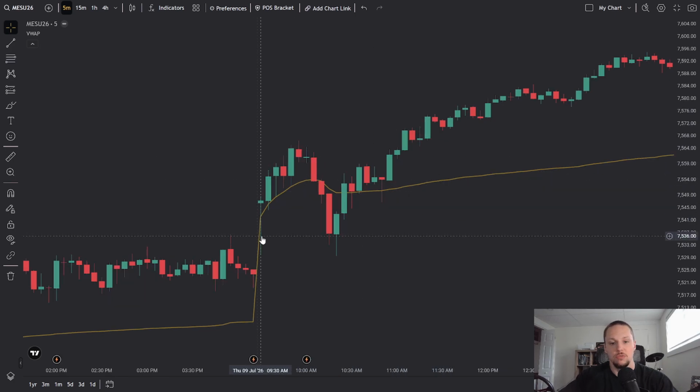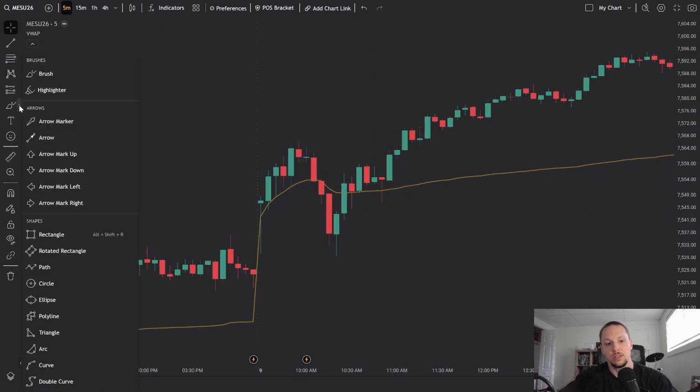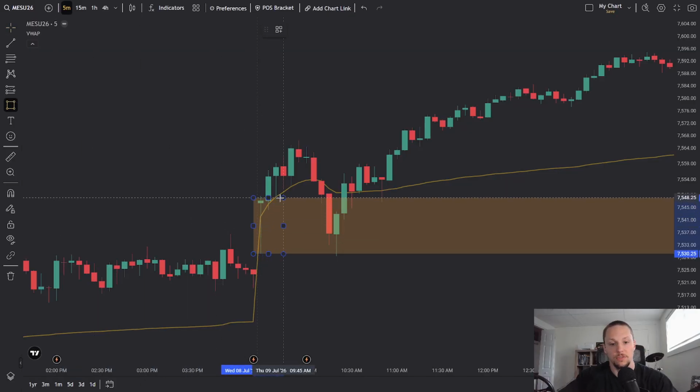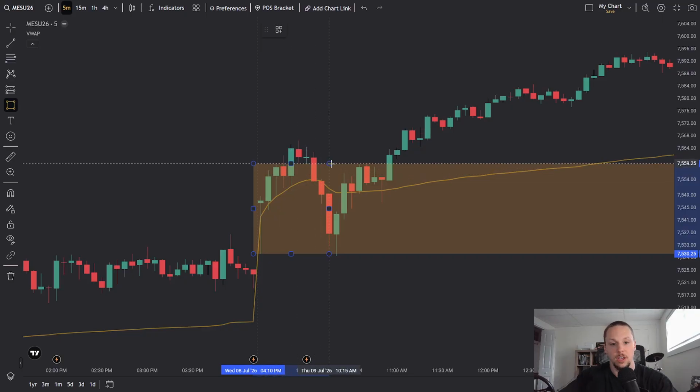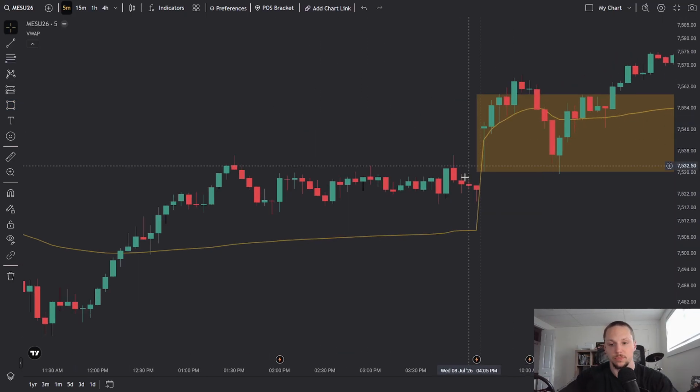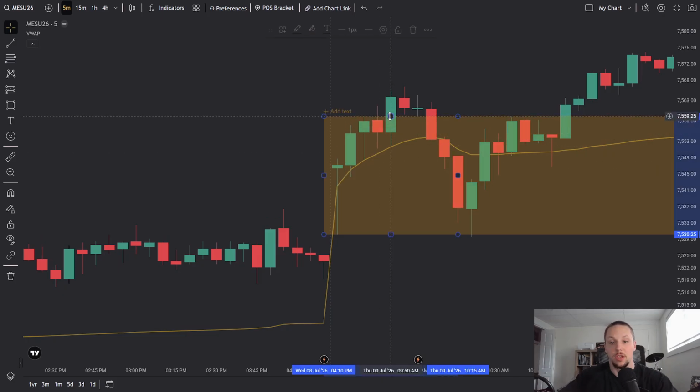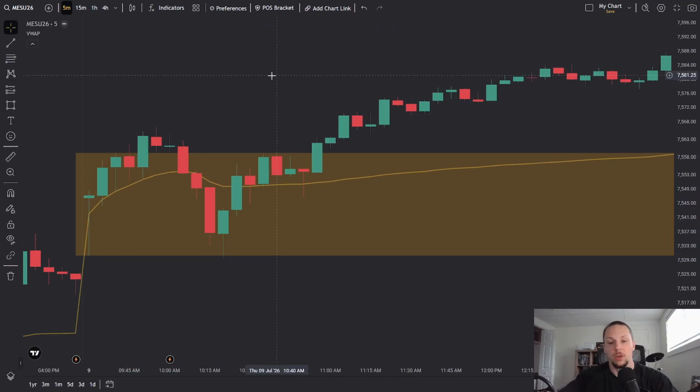The first thing I do every single day is I take a little box tool here, and I will create a box over the first, second, and third 5-minute candles, from the bottom of the first candle's wick to the top of the third candle's wick as well, and this creates our opening range.